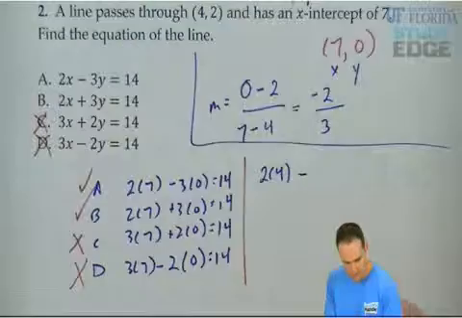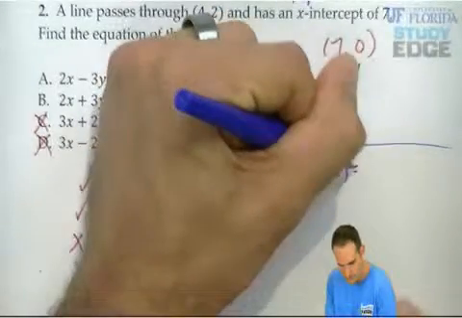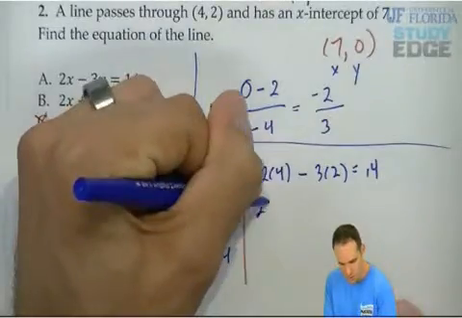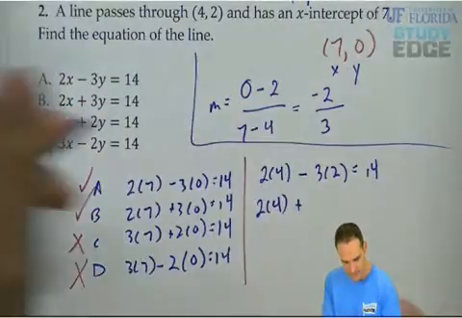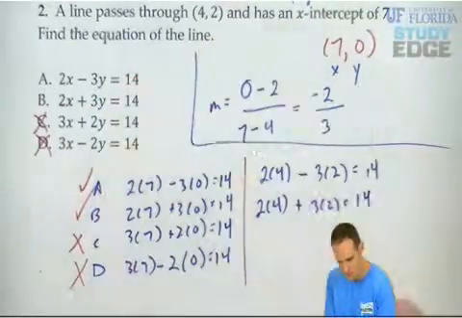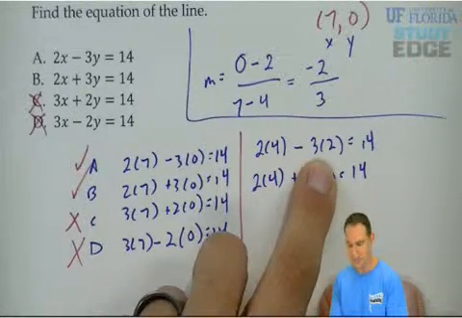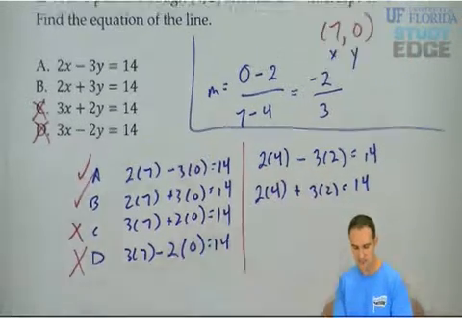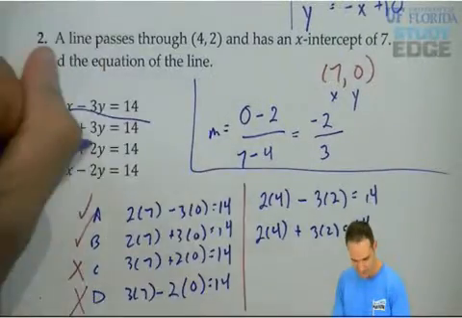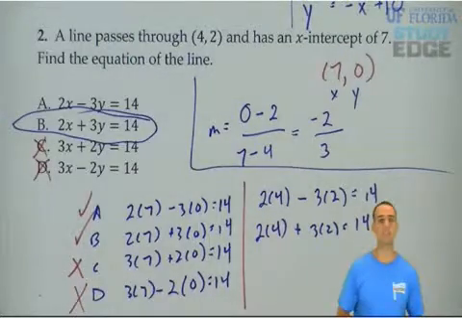2 times 4 minus 3 times 2 equals 14. 2 times 4 plus 3 times 2 equals 14. 8 minus 6 is not 14. 8 plus 6 is 14. And B is your answer.